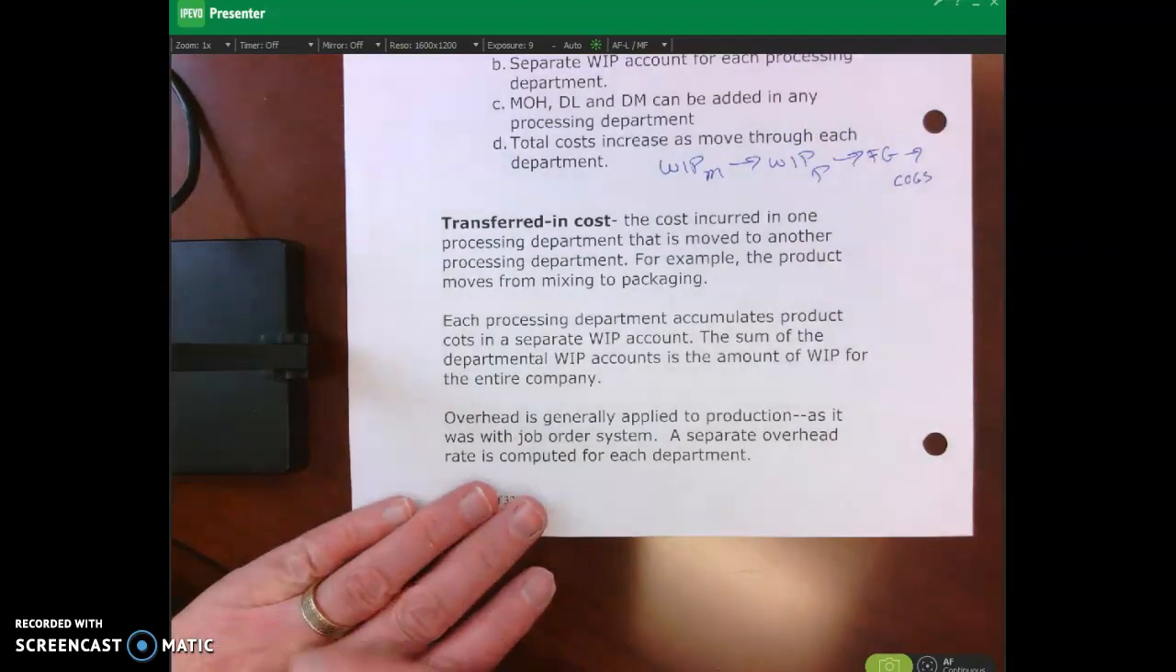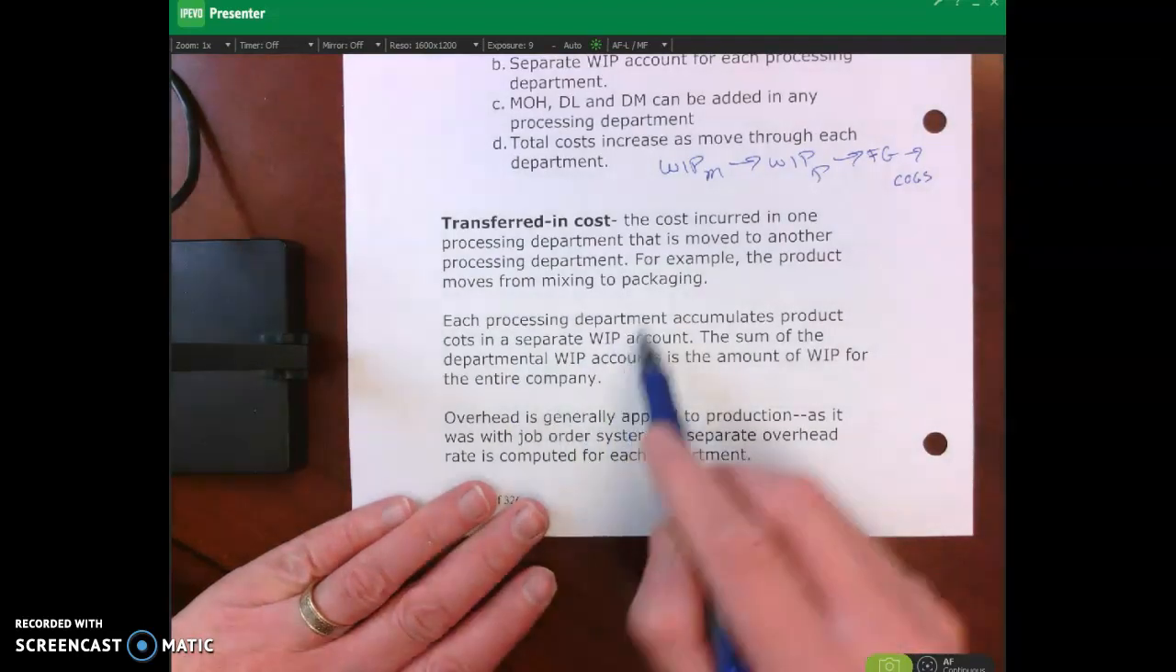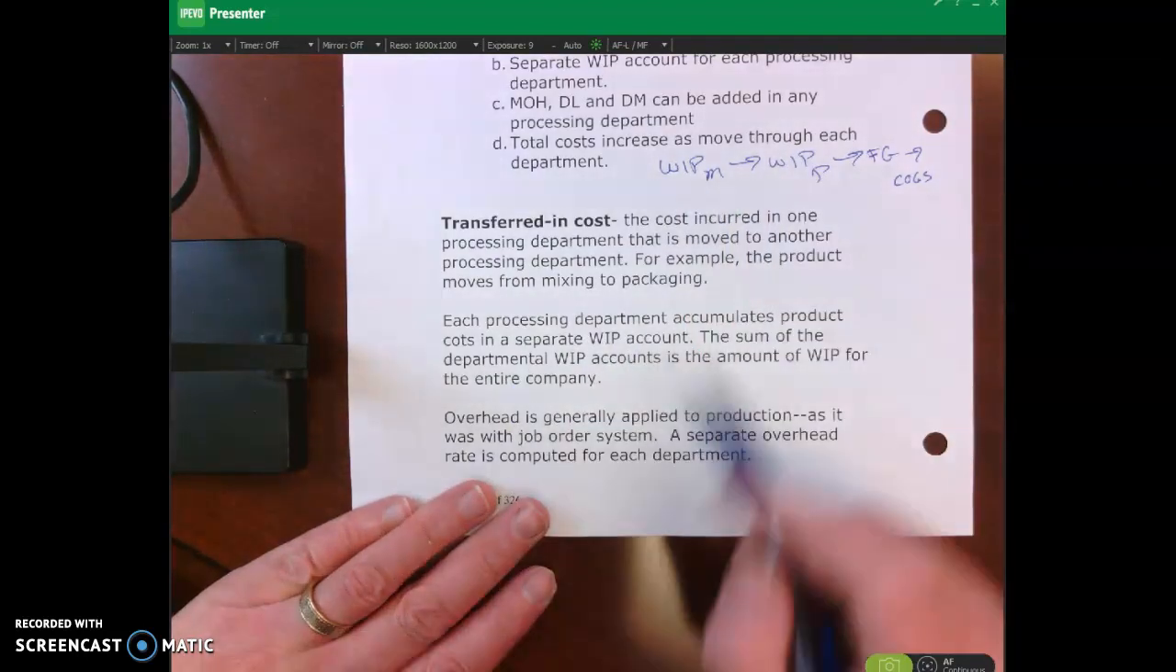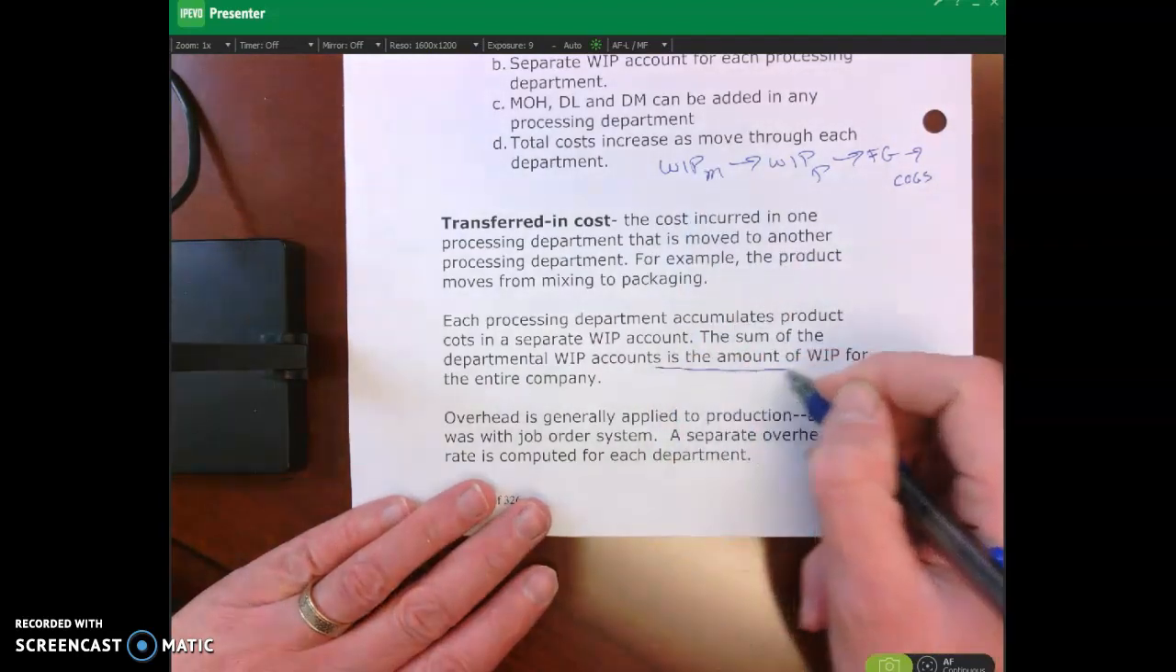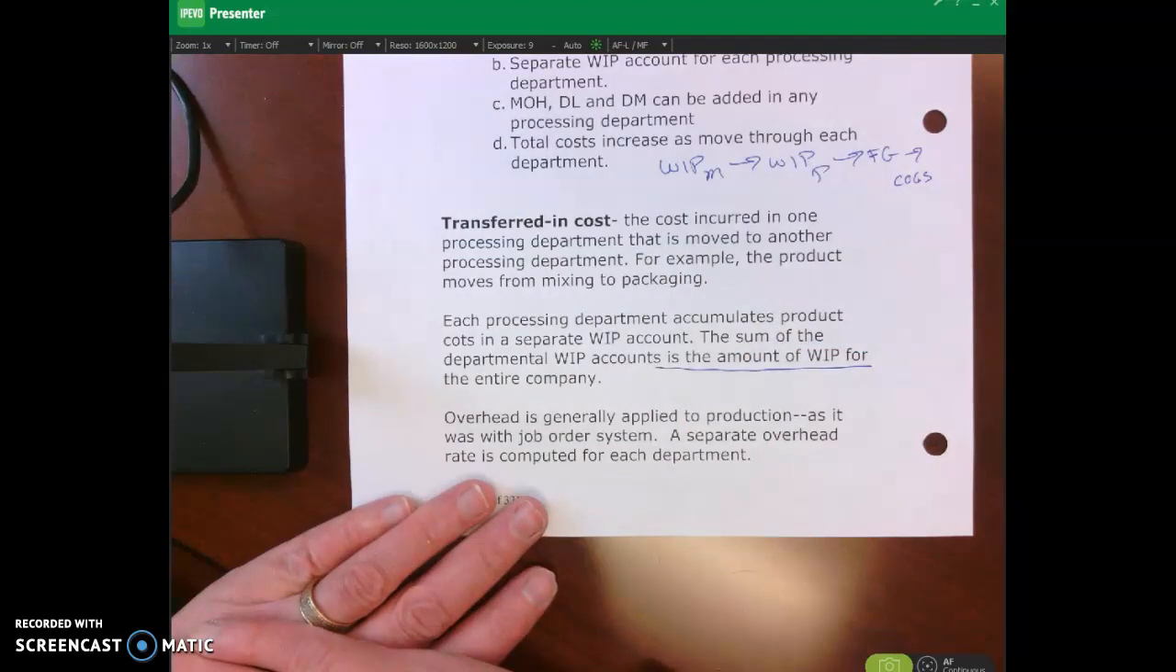Okay? As saying over here, each processing department has its own WIP account, so WIP mixing, WIP packaging. If we add WIP mixing plus WIP packaging, that would equal the total amount of WIP for the entire company, assuming the company only had 2 processing departments.